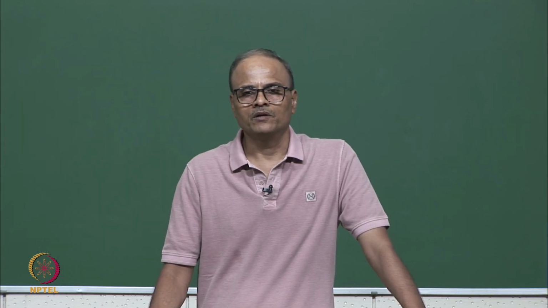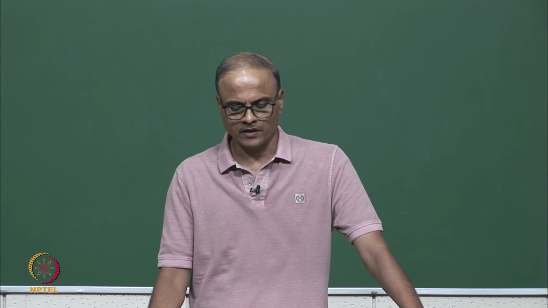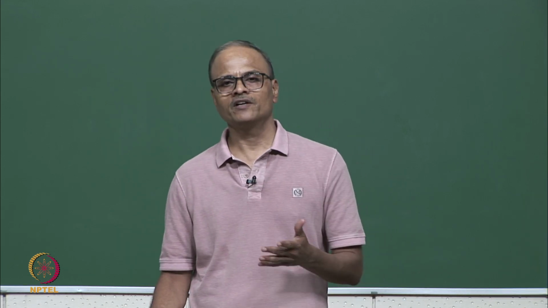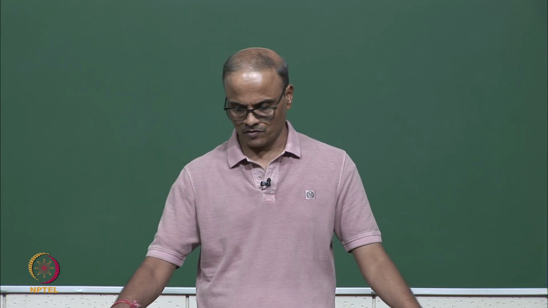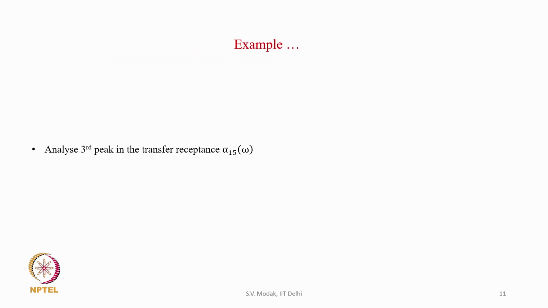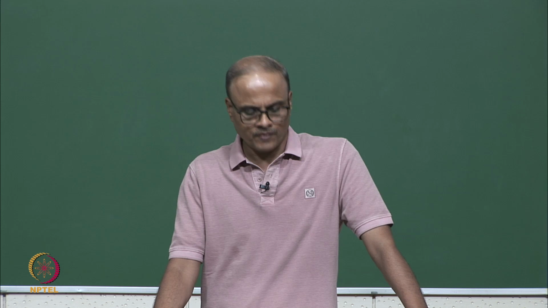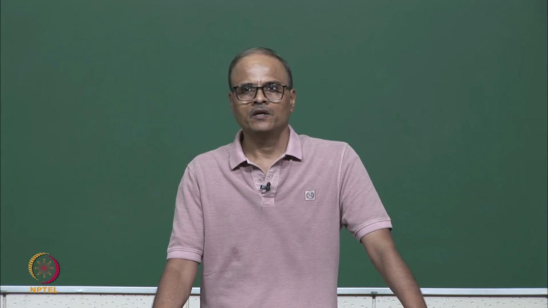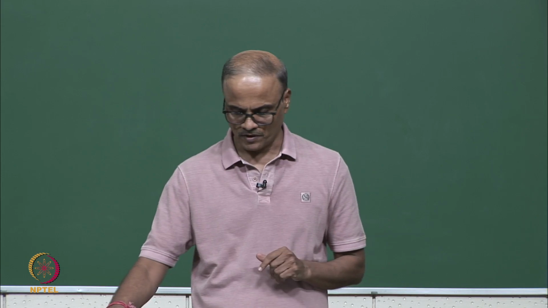So, let us now take an example to identify modal parameters using the circle fit method, and we are going to use simulated data for this modal parameter estimation. Let us take this cantilever structure which we also used in the case of the peak picking method, and let us say we have measured a row of the FRF matrix. There are 5 test points on the structure, and the FRFs along the translational DOF at these 5 test points have been measured. Let us focus our attention on analyzing the third peak in the transfer receptance alpha 1 phi.